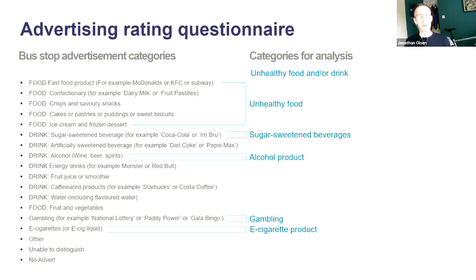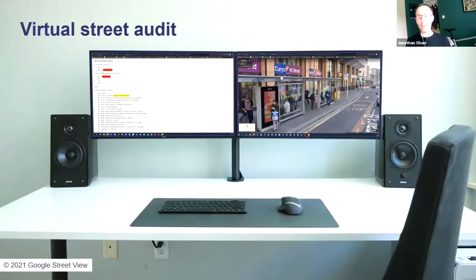So we had all of our bus stop locations and we had our rating questionnaire, and our next step was to complete an audit. And we actually did this virtually. So we used some software that had been developed by our collaborators in America. And what it allows you to do is virtually audit streets. So it did limit our study because we weren't able to look at, say, train locations and see what was being advertised within buildings, only externally.